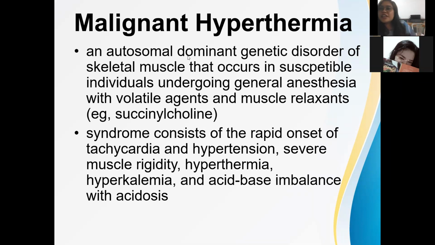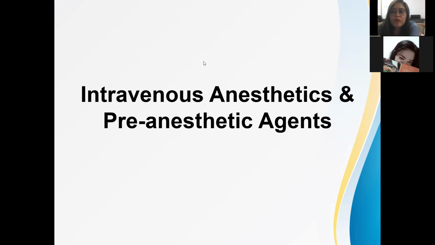Questions about the inhaled general anesthetics before we move on to our intravenous ones. None. Sure na gyud. So we will move on to intravenous anesthetics.